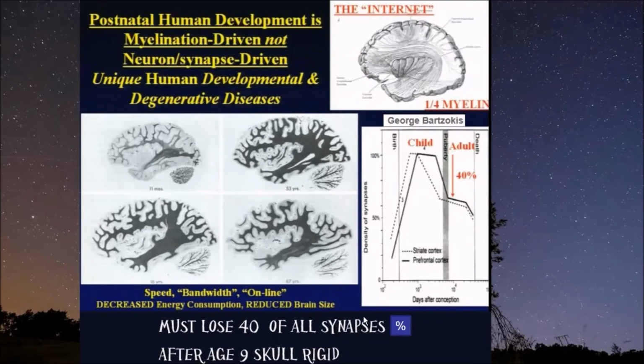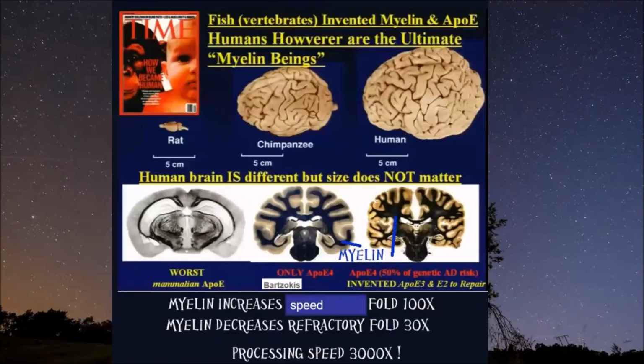We need to lose 40% of all our synapses to cut down the space. That's a reduction of 40% of our synapses. We got way too many synapses, and then eventually only have the ones we really need. And this is what I was talking about, how we're largely a glial brain. We have to fill that space with myelin and the other astrocytes and other glia. So that's talking about the 3,000 times the speed.